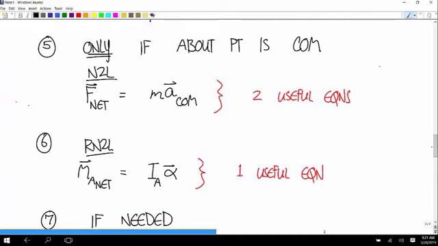The acceleration of the center of mass, in the case where your about point is the center of mass, means there's no fixed point. We're talking about things flying through space or whatever. And so if you add up all the forces, that'll let you relate the forces to the acceleration of the center of mass, the acceleration of your about point. That'll let you calculate center of mass relative to ground.